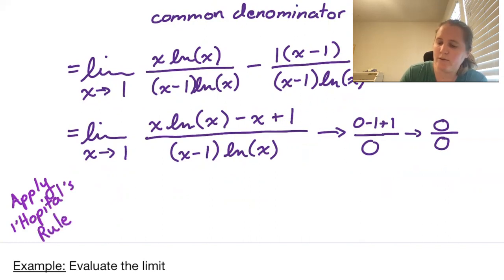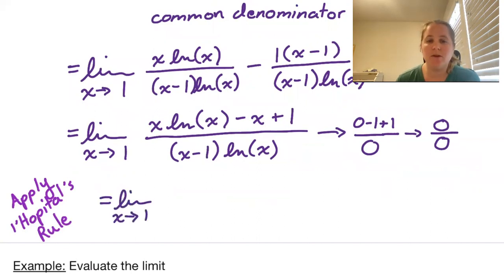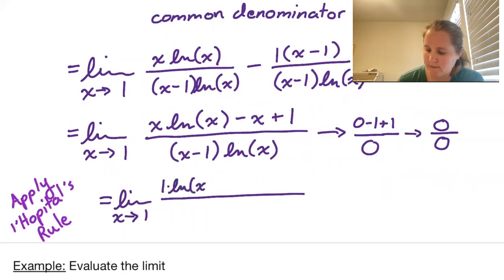We take the derivative of the top and the bottom. We are looking at the limit as x approaches 1. We will have a bit of a product rule here. So x times natural log of x, we do the derivative of x as 1 times natural log of x, and then plus x times the derivative of natural log of x, which is 1 over x. And then minus x becomes minus 1.